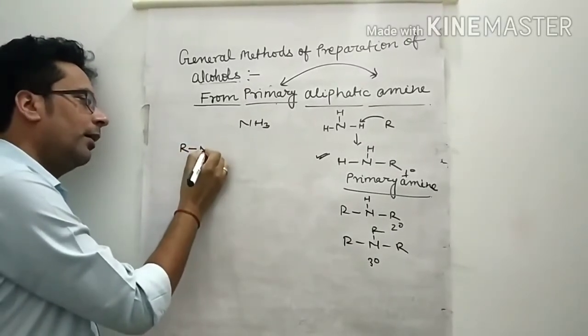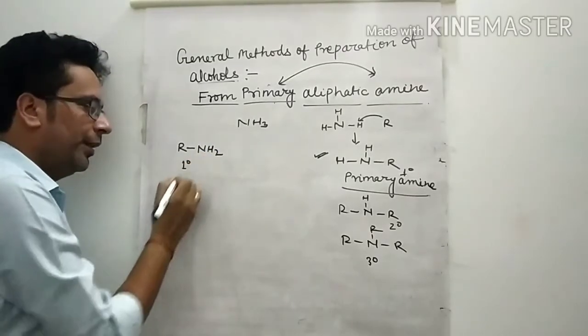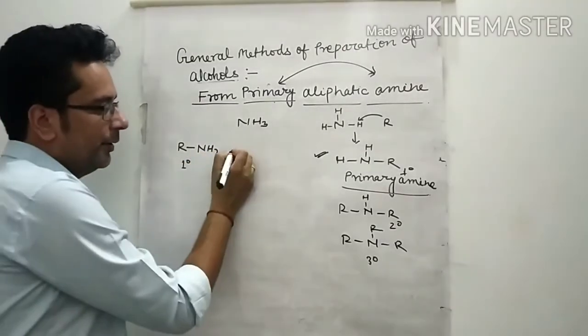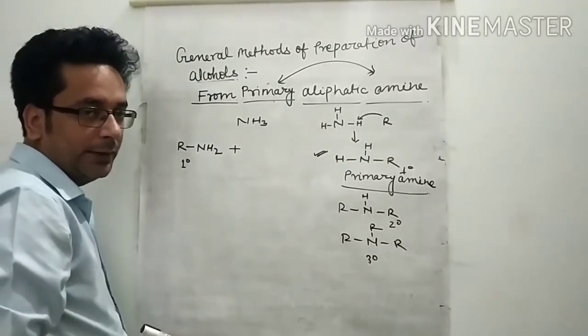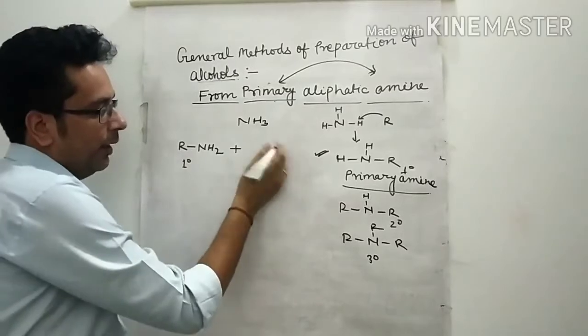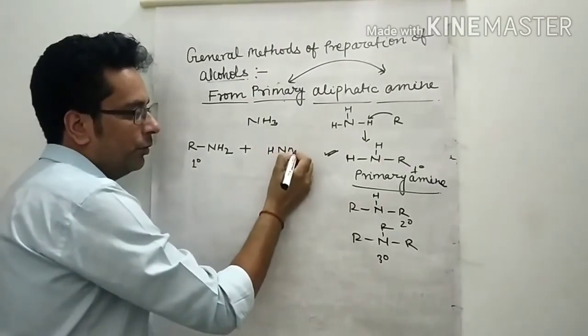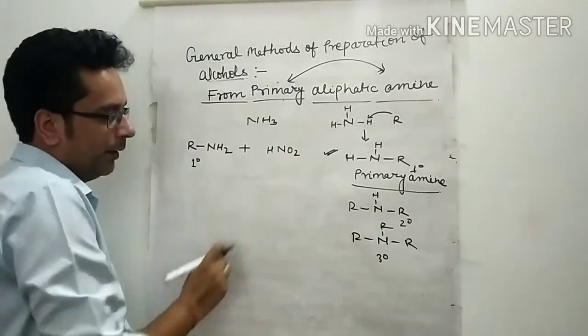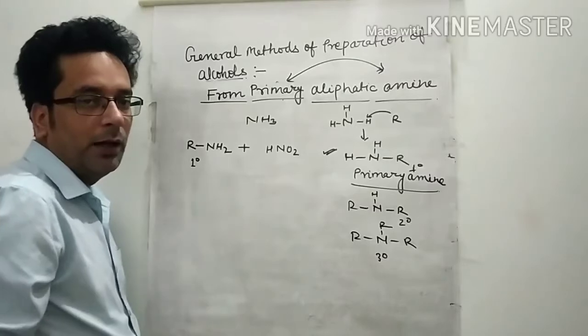So primary amine. Now this primary amine, that is this one, when it reacts with nitrous acid, look here, RNH2, this is primary amine, that is 1 degree amine. When it reacts with nitrous acid, the formula of nitrous acid is HNO2. When it reacts with this, then there is formation of alcohol.